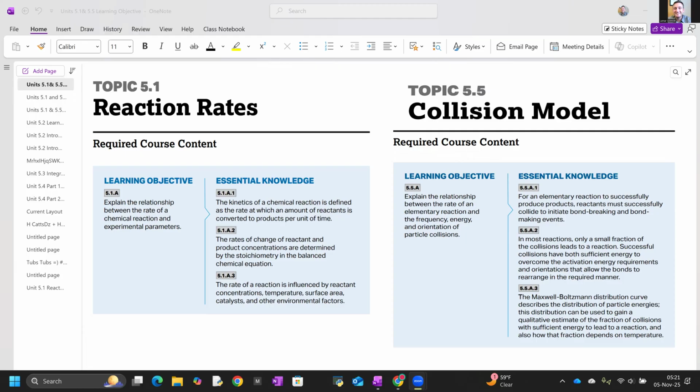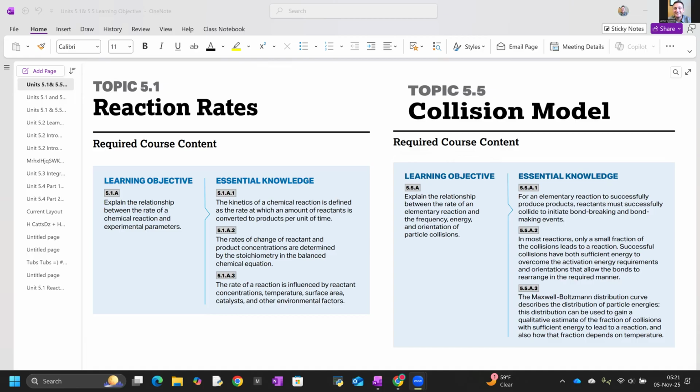5.1.8.1, looking at defining the kinetics of a chemical reaction as being the rate at which the amount of reactants changes, and we said the amount of reactants is going to be measured in concentration and how concentration changes per unit of time. And then we looked at 5.1.8.2, looking at the rates of change of reactant and product concentrations are determined by the stoichiometry in the balanced chemical equation, and we wrote rate expressions.